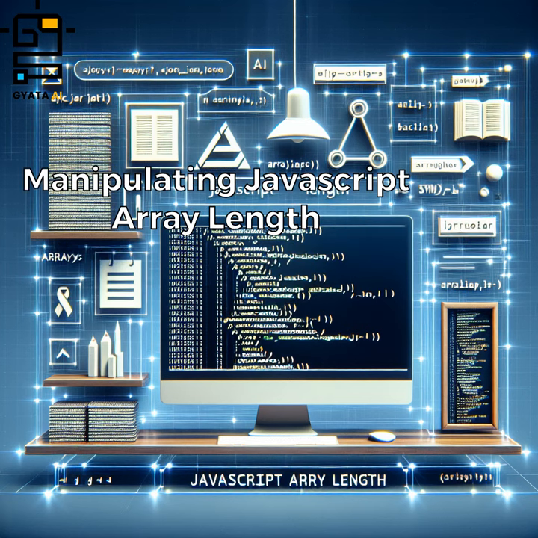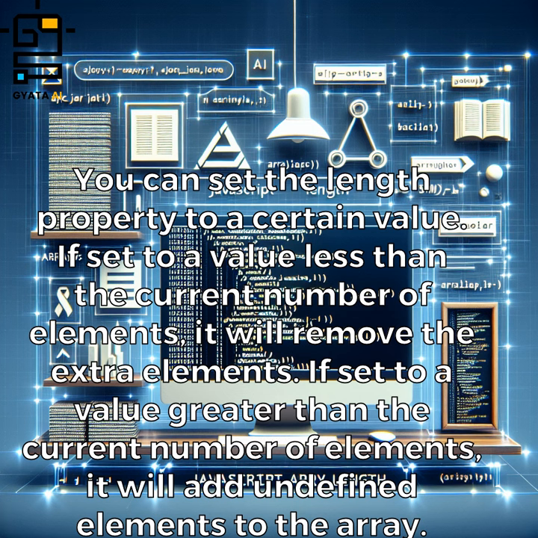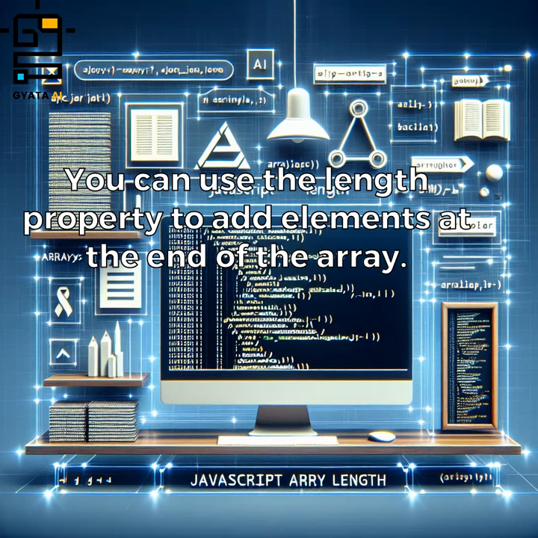Manipulating JavaScript array length. You can set the length property to a certain value. If set to a value less than the current number of elements, it will remove the extra elements. If set to a value greater than the current number of elements, it will add undefined elements to the array. You can use the length property to add elements at the end of the array.